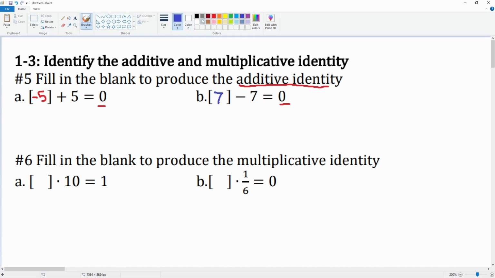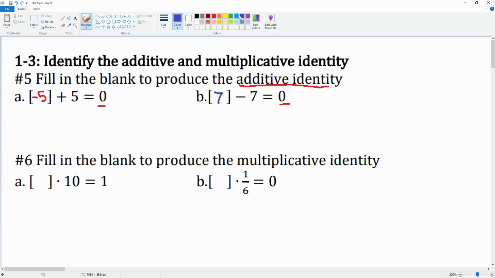get you 0. Please take a look that these are basically values that are opposite of each other, the opposite of addition and subtraction, or one is a positive and the other one is the negative version of it. Okay, together they get you the additive identity of 0.